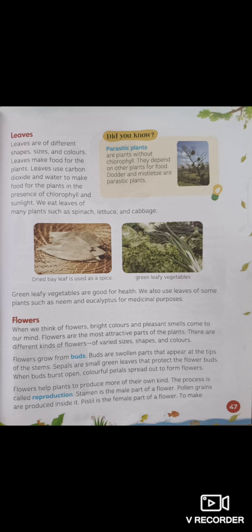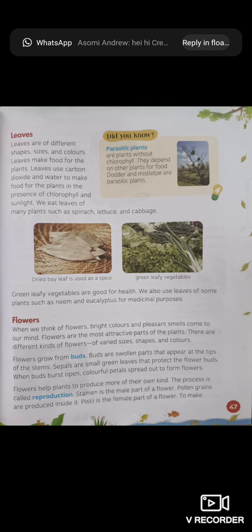Now the next page, leaves. Leaves are of different shapes, sizes, and colors. Leaves make food for the plants. Leaves use carbon dioxide and water to make food for the plants in the presence of chlorophyll and sunlight. We eat leaves of many plants such as spinach, lettuce, and cabbage. Green leafy vegetables are good for health.